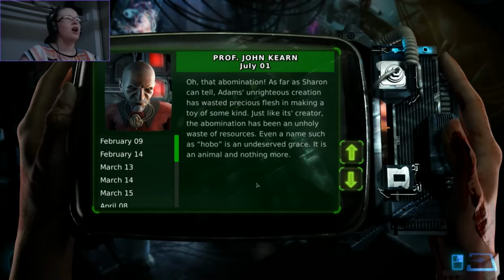July 1st. Oh, that abomination! As far as Sharon can tell, Adam's unrighteous creation has wasted precious flesh in making a toy of some kind. Just like its creator, the abomination has been an unholy waste of resources. Even a name such as hobo is an undeserved grace. It is an animal and nothing more. This guy is strange.